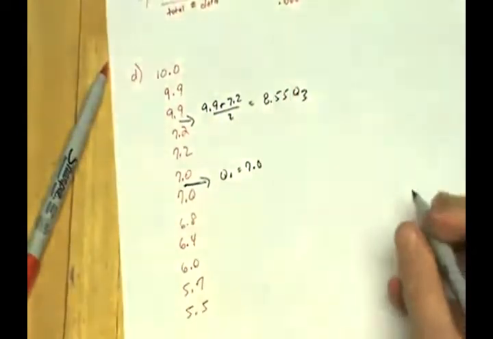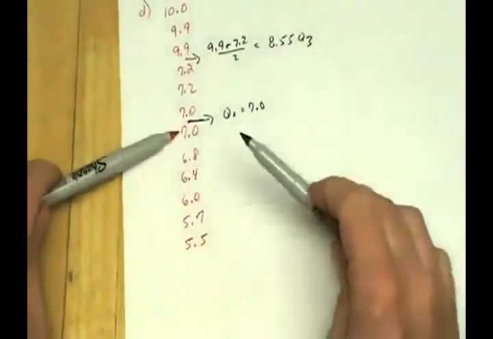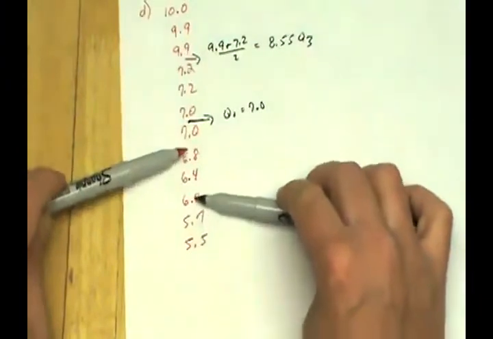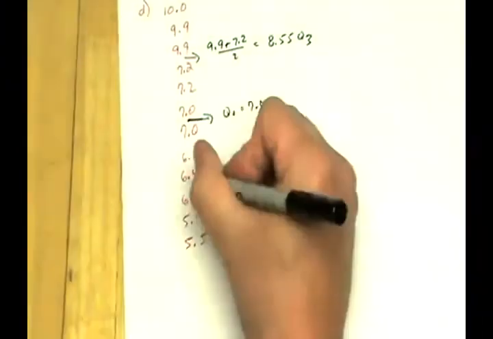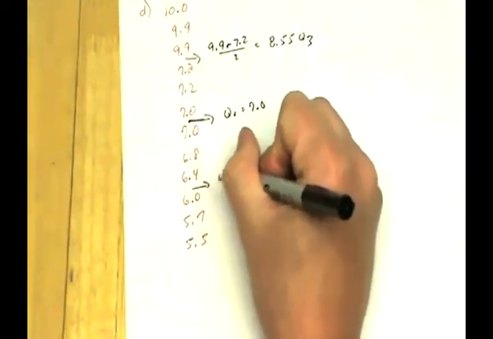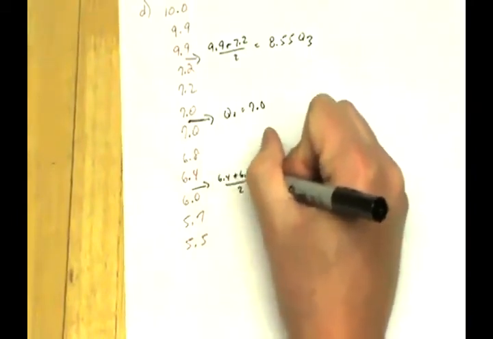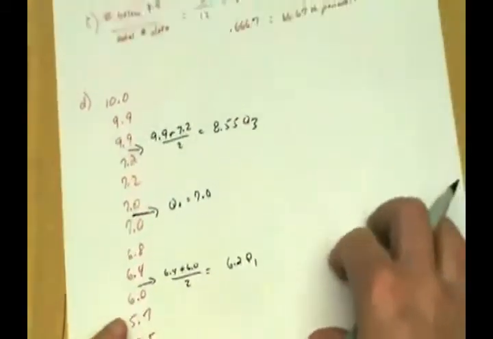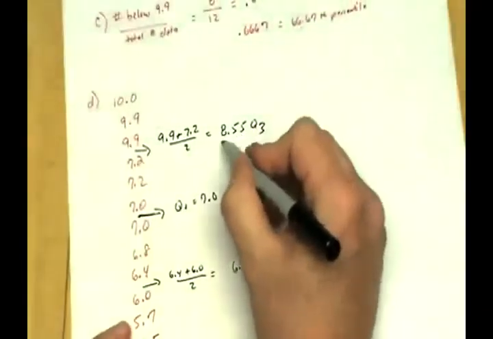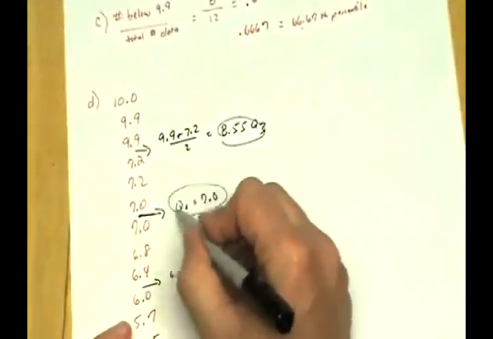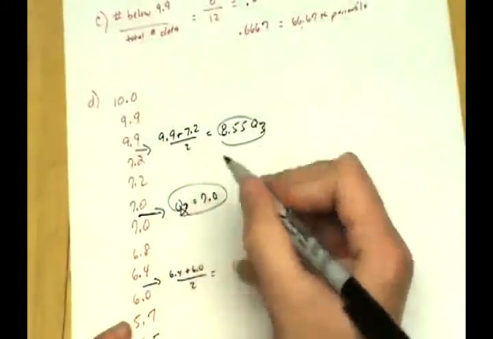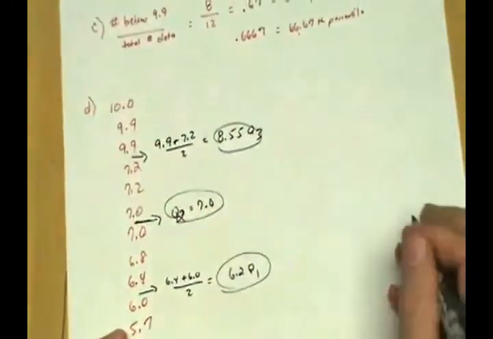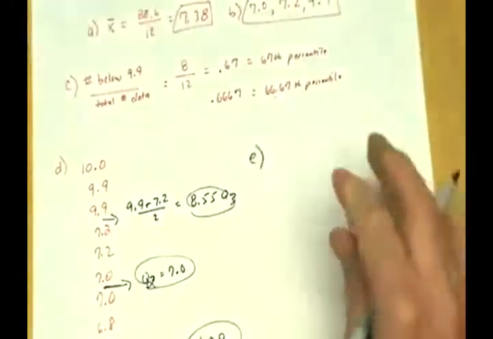That's our Q3. And then on the bottom, again, finger on 7, finger on 5.5, we work our way one at a time. And we end up in between 6.4 and 6.0. So we take those two, and that should give us back 6.2, and that's our Q1. So far, Q3, Q2, Q1.